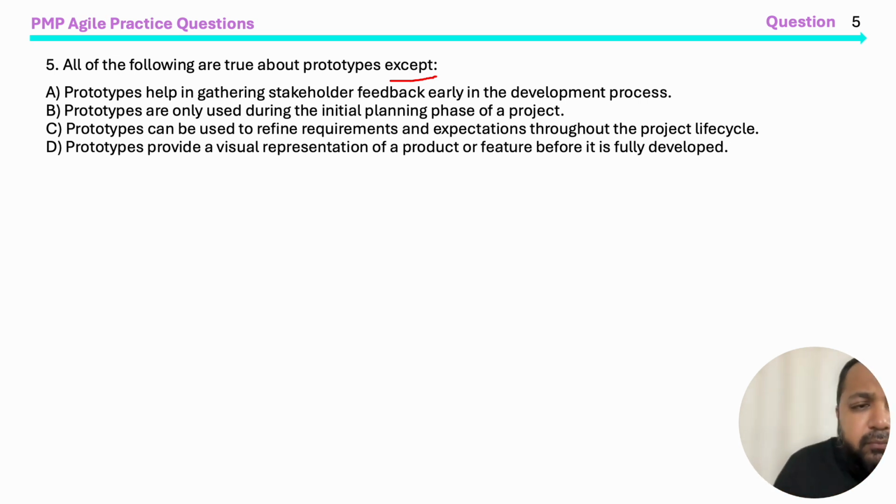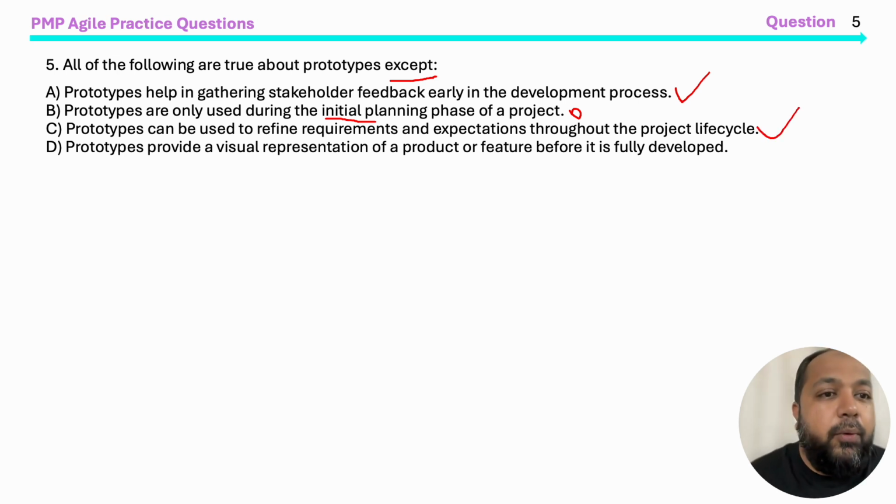Okay, so answers. Prototype helps in gathering stakeholder feedback in the development process. Yes, that is a prototype, but that is not the answer. It is saying except. Prototypes are only used during the initial planning phase of the project. Not just initial, we can use it throughout the project. Prototypes can be used to define requirements and expectations throughout the project lifecycle. Yes, it is. Prototypes provide a visual representation of a product or feature before it's fully developed. Yes, it does. So what is not a prototype? It's just not an initial, right? So this is the incorrect thing, which is the right answer over here. So choice B is your right answer because it says all of the following are true except.